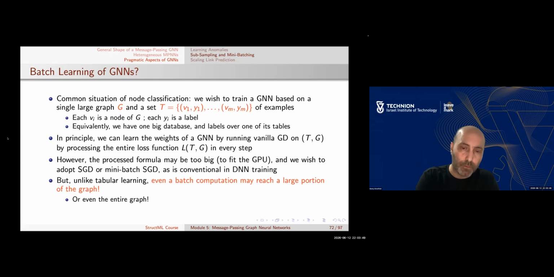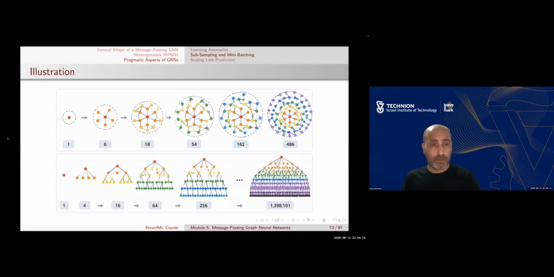But here is where graphs are different from tabular or matrix learning. Even one batch computation may involve a large portion of the graph. It's not just the nodes of the batch that we are using. We also need to take the neighbors and the neighbors of the neighbors and so on. And that might involve a graph that is too big. We can see examples here. We start with one node of the batch, we take the neighbors and then the neighbors of the neighbors, and quickly we become very large.